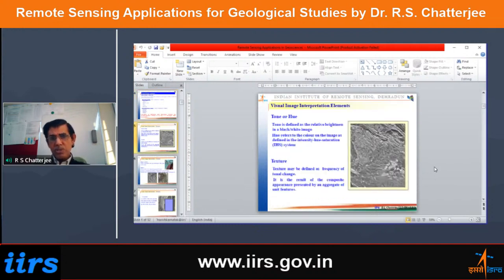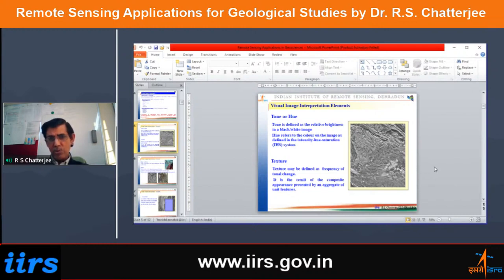Now you see here, just for example, I will give you some illustration, like tone or hue. Tone means it is the relative brightness of the objects on an image, and that image is a black and white image. And hue is the color, when the image is a color image, and that is expressed in the intensity hue saturation system.